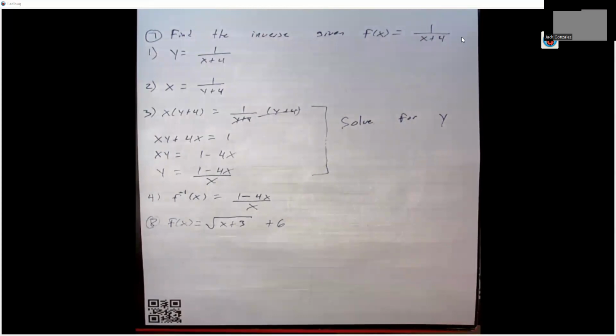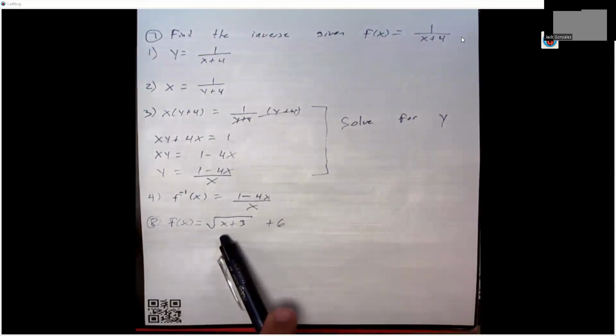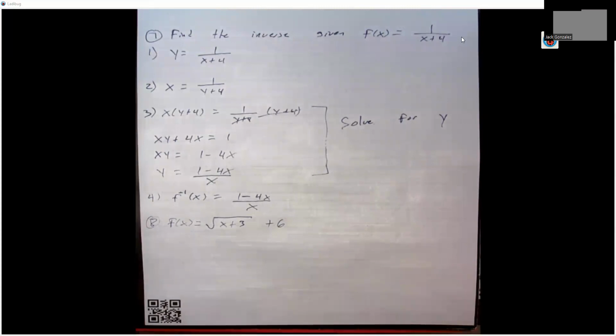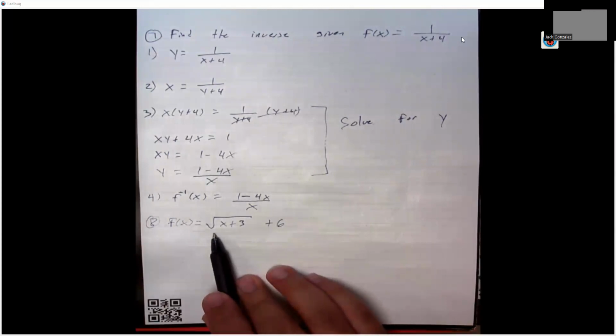Wait, what did you do with number 8? Number 8, this is the answer. The question was, give me a square root function that has been shifted to the left 3 and up 6. So this is a square root function that does that.